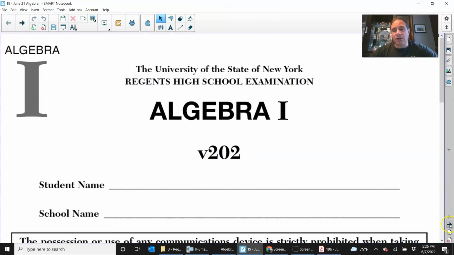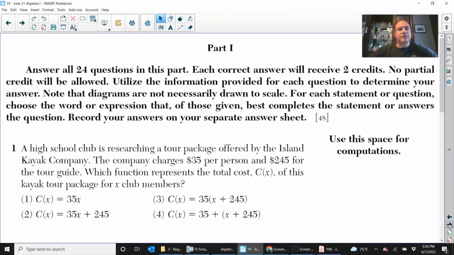Now we can go on to the first question. The first 24 questions are multiple choice, but let's get right to it. The high school club is researching a tour package offered by Island Kayak Company. The company charges $35 per person, so I am going to underline 35 per person, and $245 for a tour guide. Which function represents the total cost?